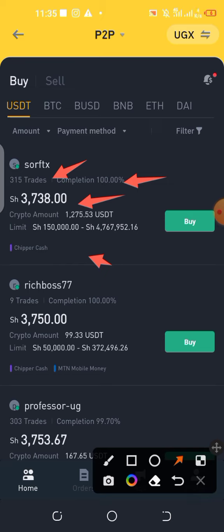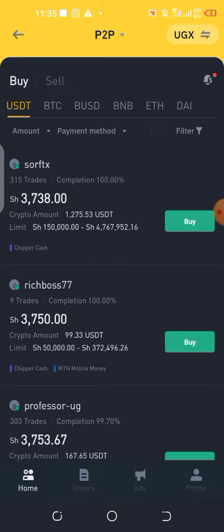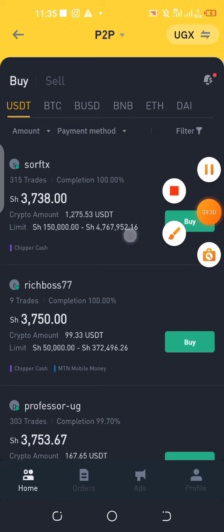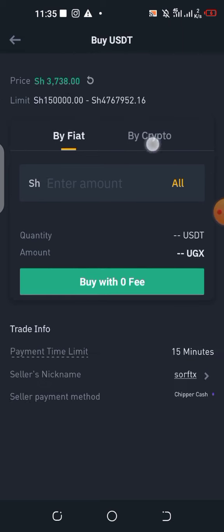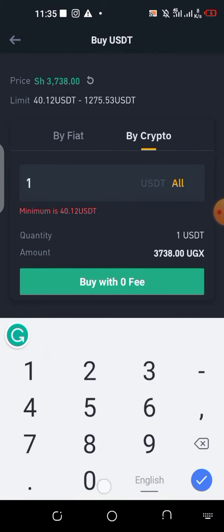So what you're supposed to be doing, his limit starts from 150,000. You understand? So if you have that amount of money, you just have to come here and press buy. When you press buy, you put in the amount of crypto. I'll give an example of 100 USDT. If you begin with 100 USDT, you have to spend around 373,800 on buying 100 USDT. So if you're buying, you continue.